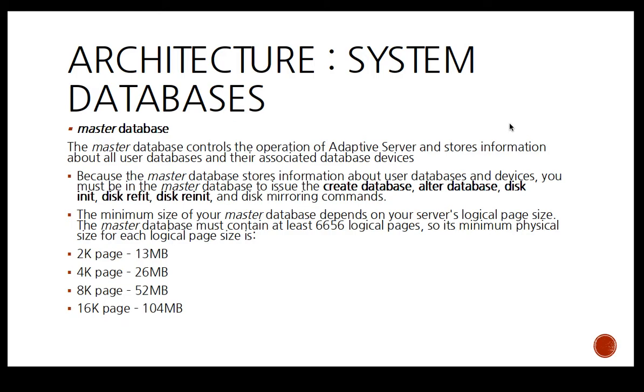It starts from 2K, 4K, 8K and 16K. I have listed over here how much for a 2K page, 4K page or 8K page, take the 13 MB, 26 MB, because I am talking about 6656 logical pages, which is the minimum. According to that, this calculation has been done. So these are the page sizes which we can configure, and it can't be changed.